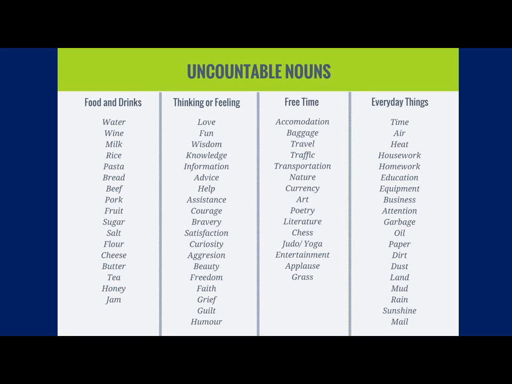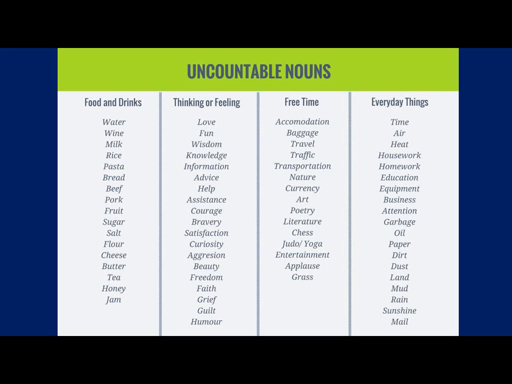Abstract ideas are usually uncountable. Something made of smaller parts is usually uncountable. Some food, liquids and gases, materials. So these are all usually uncountable, but you have to remember the specific one. So if you look at food and drinks, water, these are all uncountable. That means you add no S to make the plural. They already make the plural.